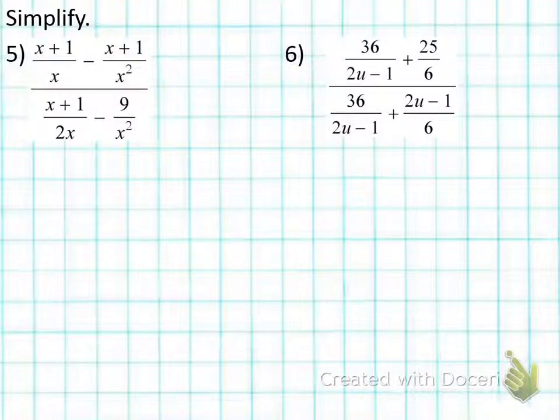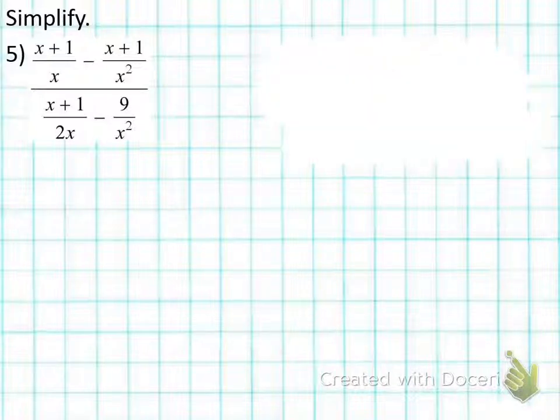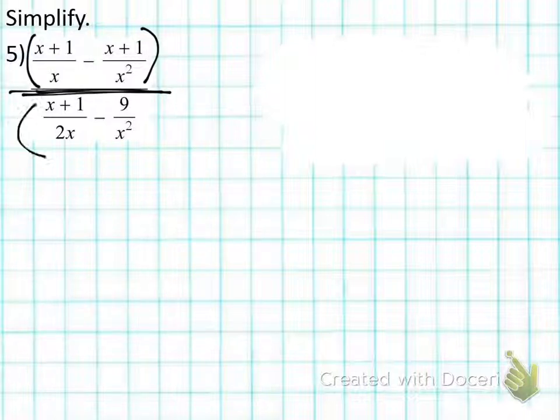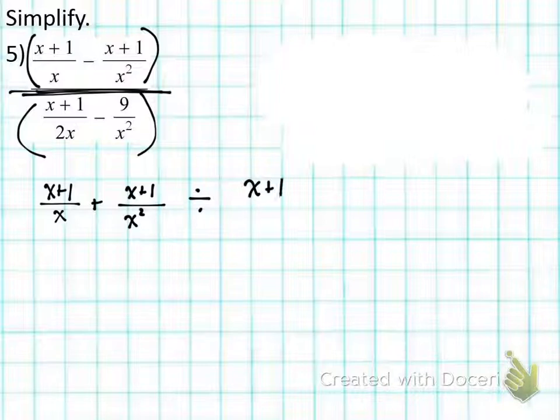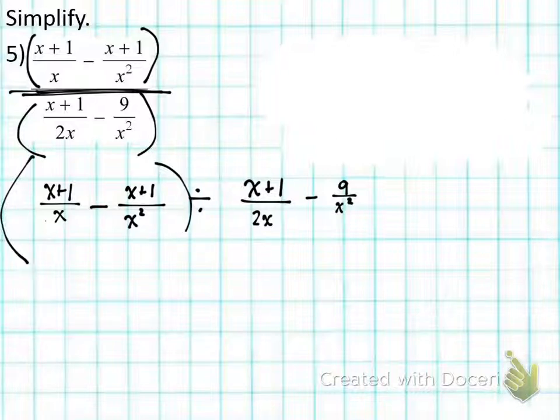On this one, I'll start us off because this one looks scary. But remember, it's this whole numerator divided by this whole denominator. Do you agree? So all you got to do is rewrite this as x plus 1 over x minus x plus 1 over x squared, divided by x plus 1 over 2x minus 9 over x squared. And you just go slowly. We know this whole left side is its own set of parentheses, and this whole right side is its own set of parentheses. I'm not putting them in for the sake of space, but you have to assume that.